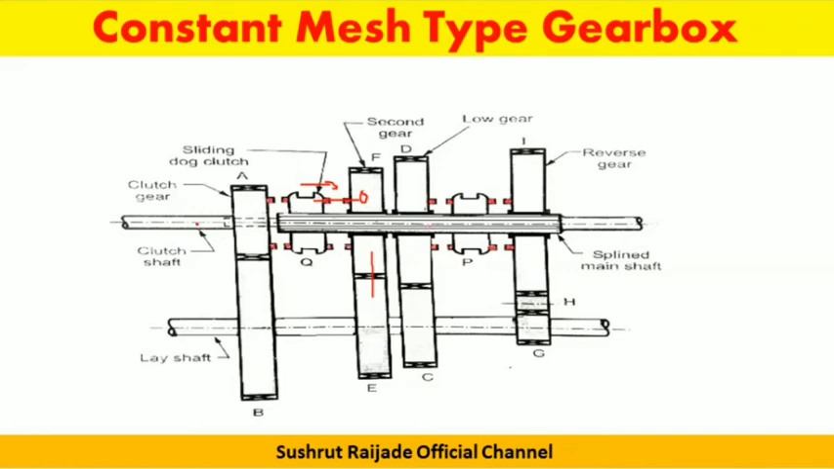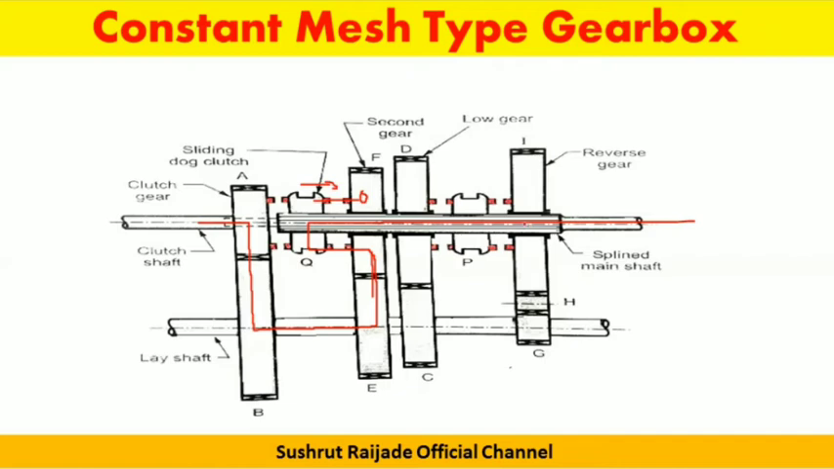Let's see how it will get transferred from the clutch shaft to the main shaft. From the clutch shaft, the power will get transmitted to gear A, from gear A to gear B, from gear B to the lay shaft, and from the lay shaft to gear E, and from gear E to F, F to the dog clutch, and from the dog clutch to the main shaft, and main shaft to the propeller shaft. This is the power flow in second gear engagement.